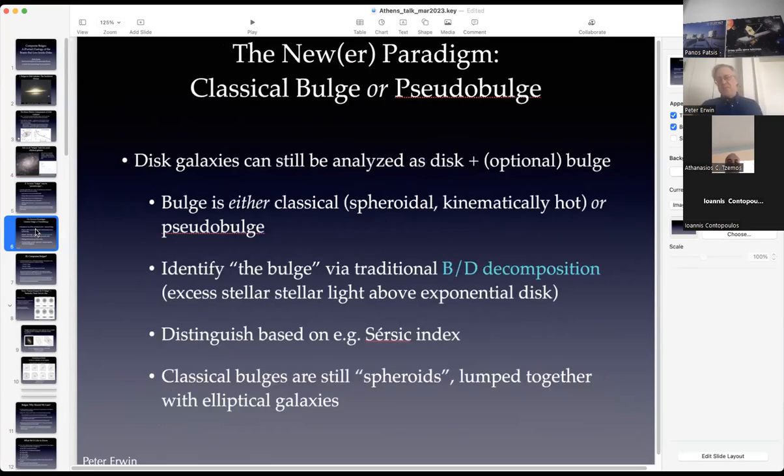So this is kind of the new paradigm for disk galaxies, which says, well, there's still sort of a disk, which is exponential, but in the center you find either a classical bulge, spheroidal, kinematically hot, or one of these disk-like pseudobulges. But still, you can do a bulge-disk decomposition, and you identify what type of bulge it is based on things like the Sérsic index. And you still have classical bulges, which are considered to be spheroids, like elliptical galaxies.